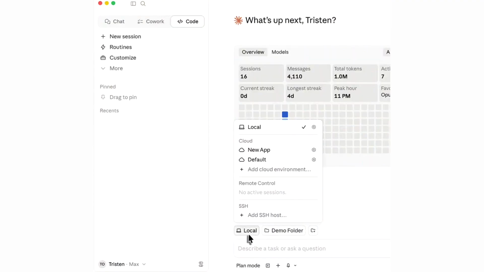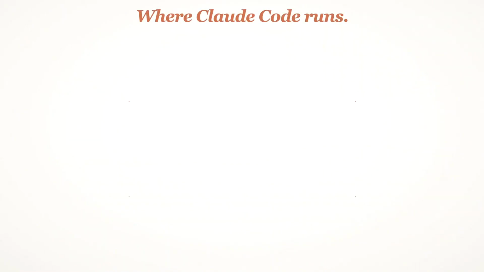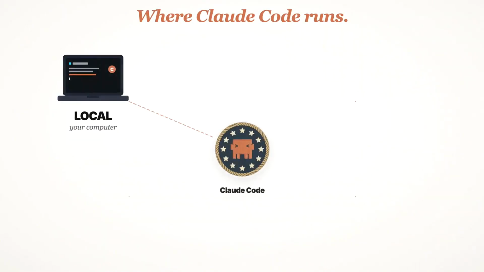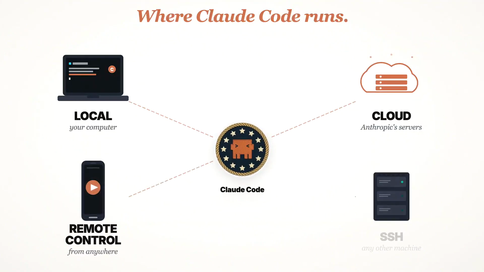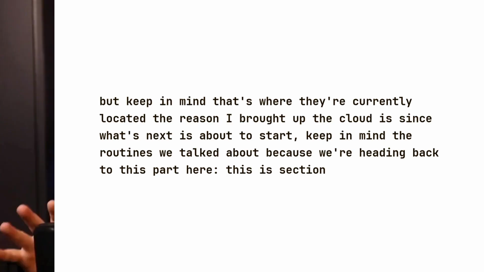But let's move on to section 5, environments, where it says right at the bottom down here, local means Claude Code is running right now on your computer, or mine. But if you click it, you can also run Claude Code in the cloud, meaning that Claude Code is running on Anthropic servers, not your computer. You'll also see remote control, and SSH for connecting other machines, that's a little bit more advanced. But keep in mind that's where they're currently located.